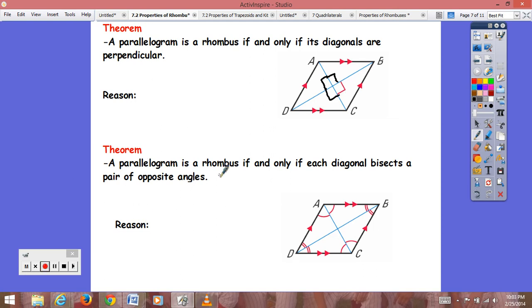Another theorem, a parallelogram is a rhombus if and only if each diagonal bisects a pair of opposite angles. So we have our two diagonals. We see that this one, AC, will bisect angle DAB and also angle BCD to give us two congruent angles, four congruent angles actually. And our diagonal DB bisects angles ADC and CBA to give us another four congruent angles.